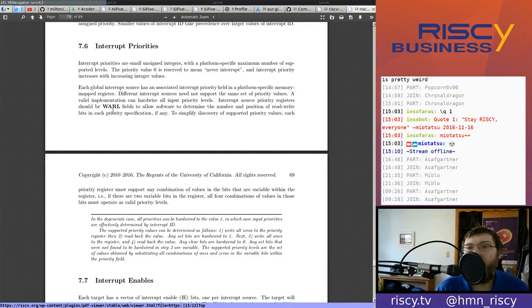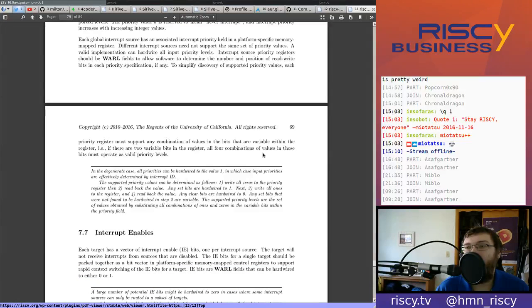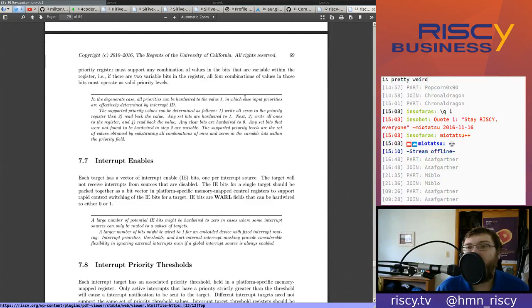Interrupt source priority registers should be WARL fields to allow software to determine the number and position of read-write bits in each priority specification, if any, to simplify discovery of supported priority values. Each priority register must support any combination of values in the bits that are variable within the register, i.e. if there are 2 variable bits in the register, all 4 combinations of values in those bits must operate as valid priority levels. In the degenerate case, all priorities can be hardwired to the value 1, in which case input priorities are effectively determined by interrupt ID. The supported priority values can be determined as follows. Write all zeros to the priority register, then read back the value. Any set bits are hardwired to 1.